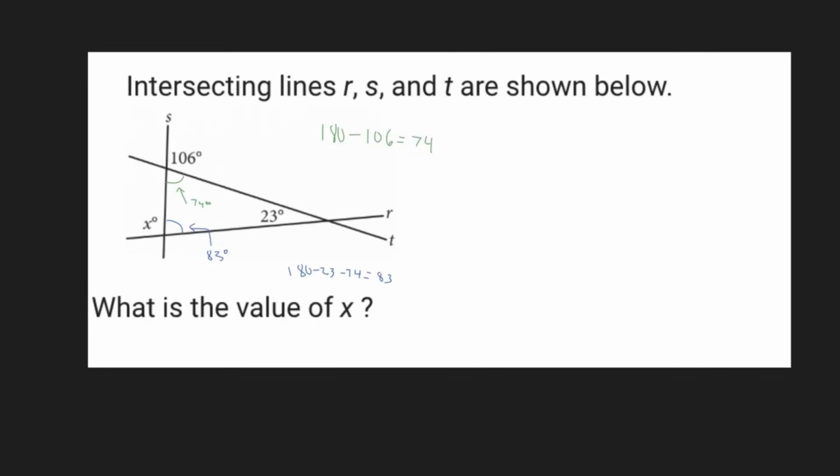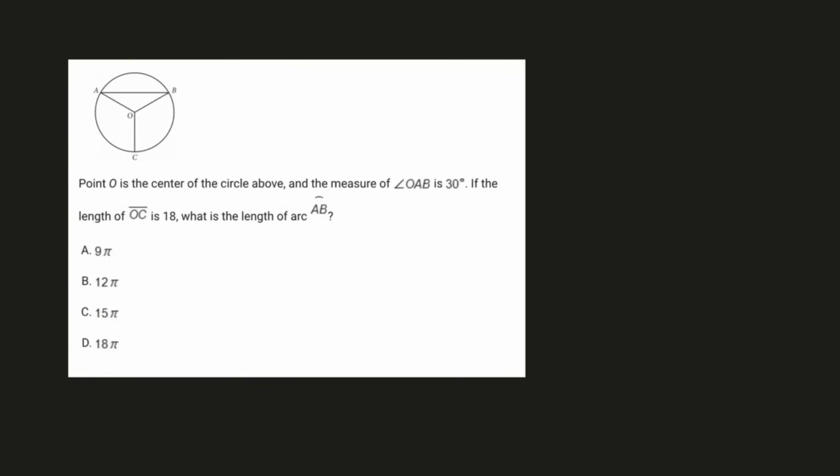Now why? Because we have two angles lying on the line R, right? So any two angles on a line will be equivalent to 180 degrees. And so here we're going to just do 180 minus 83 and get our value of x, which is going to be 97 degrees. And yeah, that's how you do it.